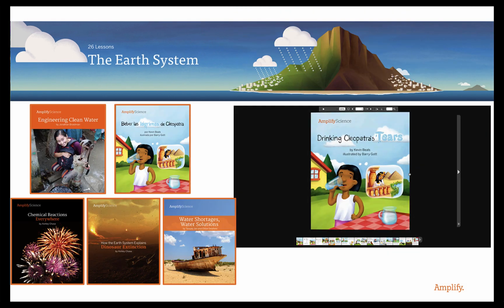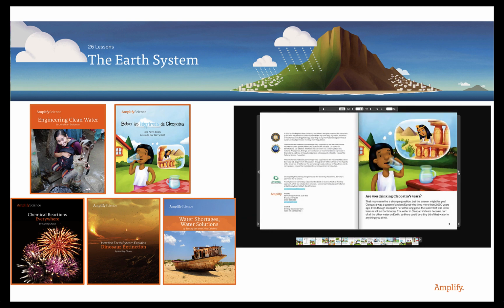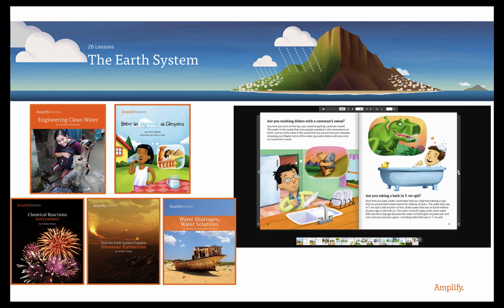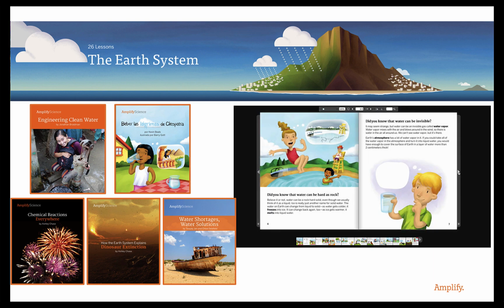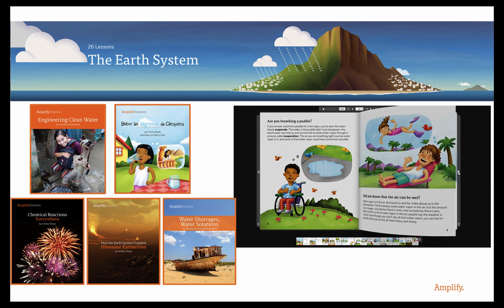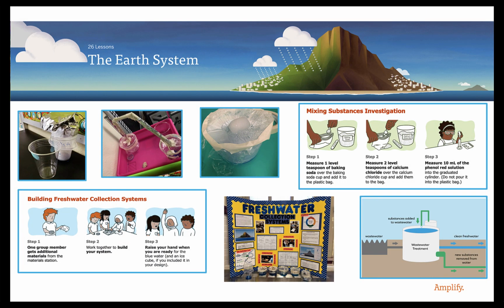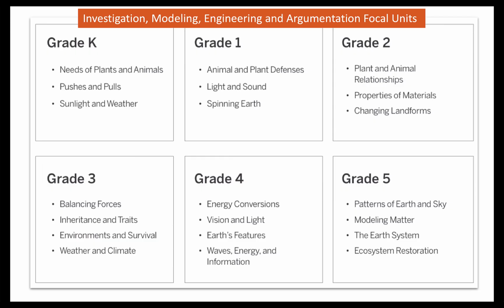Along the way, they're going to read these amazing books. One that really intrigues the students is Drinking Cleopatra's Tears. They kind of gross out at first when they realize that water is recycled throughout our ecosystem, and they realize that they could actually be drinking the tears of Cleopatra. You'll see amazing projects that students complete in this unit, condensation devices, freshwater collection systems, all as the goal of solving that real-world problem.